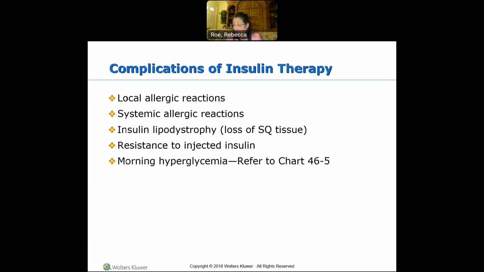The systemic allergic reaction can cause anaphylaxis. They may need a more rapid way to desensitize the patient, where they give small microdoses of insulin and gradually increase those doses over time. And this is extremely rare, that you would have a systemic allergic reaction.